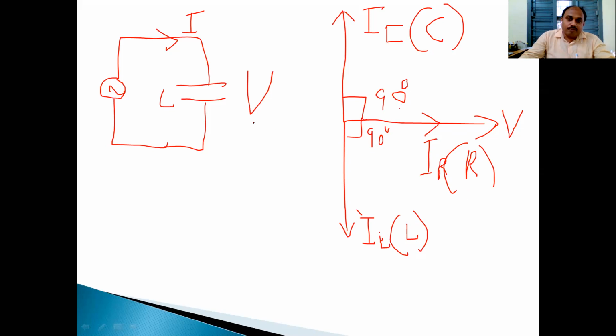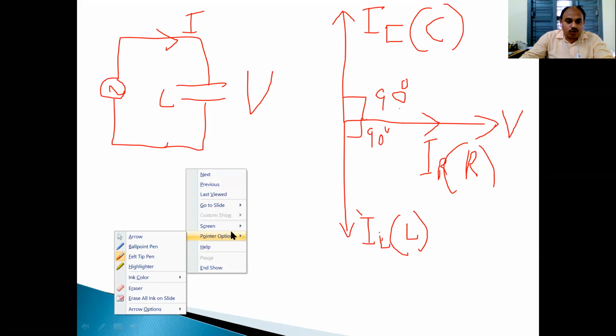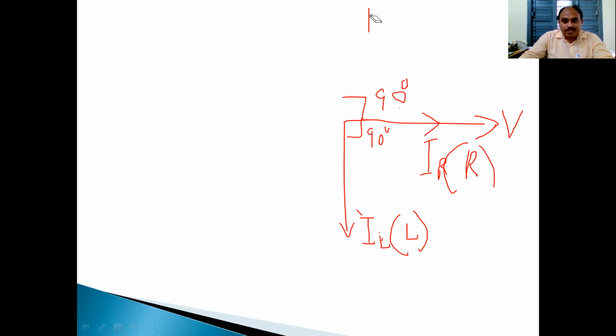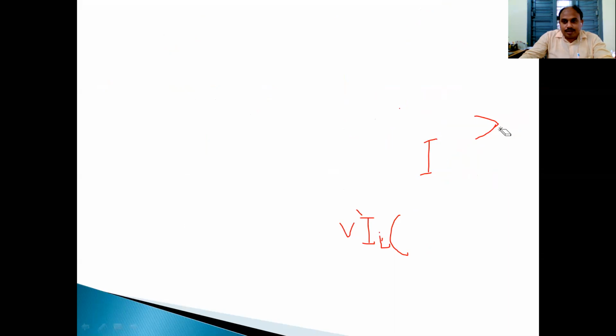Now these are the three cases: pure resistive, pure inductive, and pure capacitive. Now for practical circuits, generally the coil has some resistance and inductive reactance. I will explain that. A practical coil is nothing but a winding. The winding is made with copper.